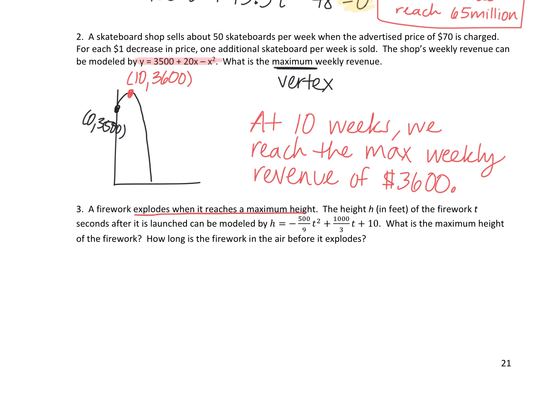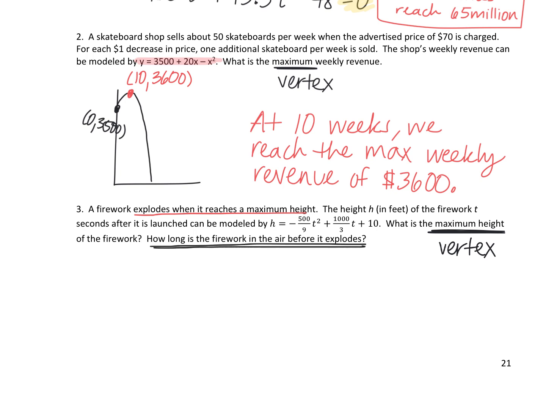The height is modeled by that really nuts equation there with a lot of fractions. What is the maximum height of the firework? It's asking us for the maximum height. So what do I want? The x-intercept? Do I want the vertex? How high does it go? And then I'm also asking how long before it explodes.